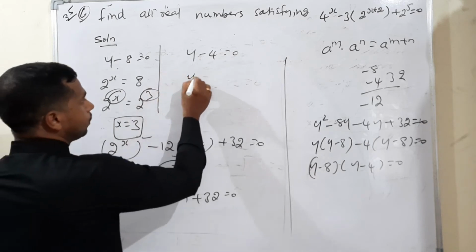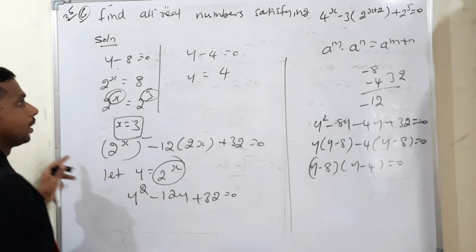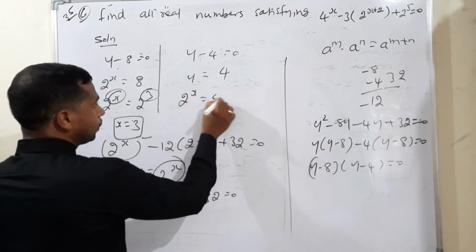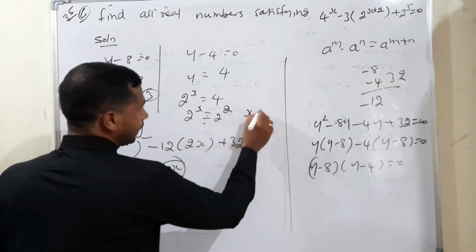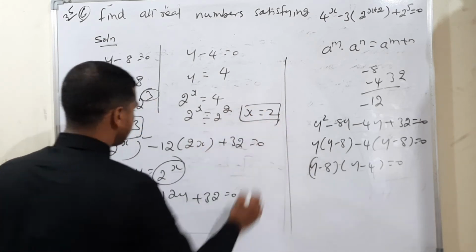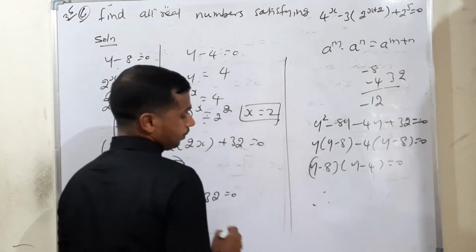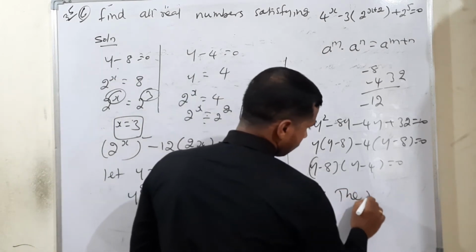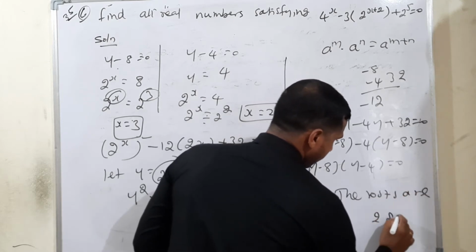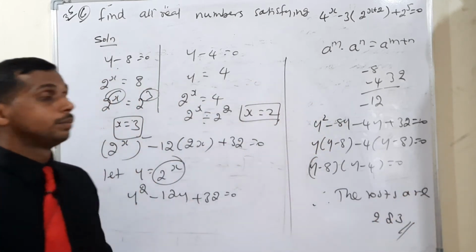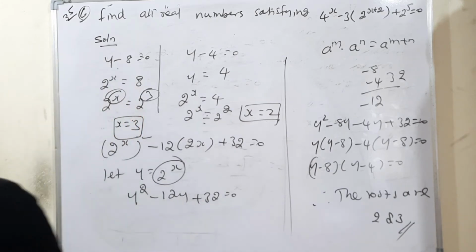Second condition, minus 4 bring out opposite sign means positive 4. Instead of y, we can apply 2 power x is equal to 4, means 2 power x is equal to 2 square. Therefore, second one answer x is equal to 2. Therefore, the roots are real numbers 2 and 3, isn't it? The roots are 2 and 3. This is the answer for question number 6. I will continue with one of the last questions from exercise 3.5.